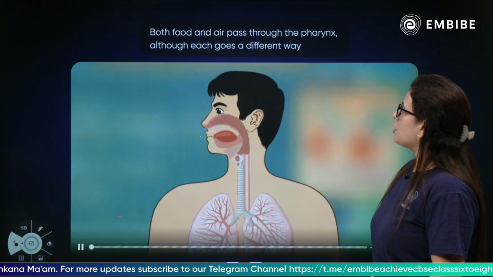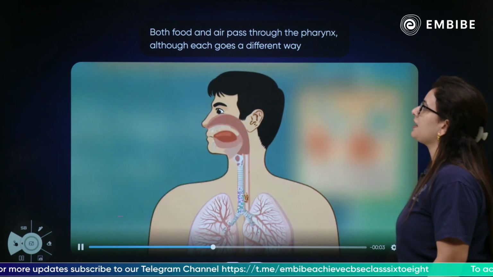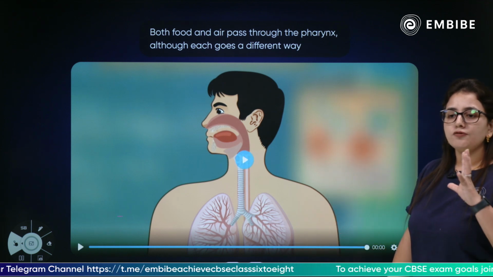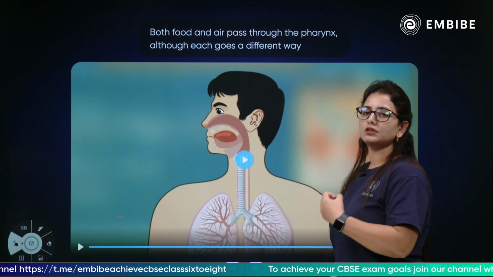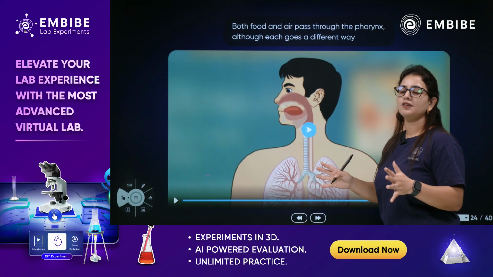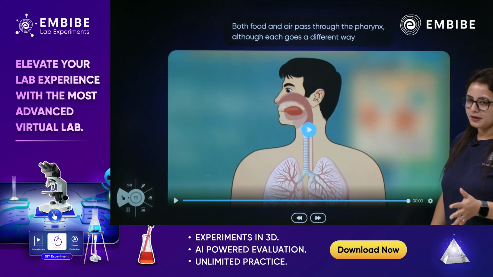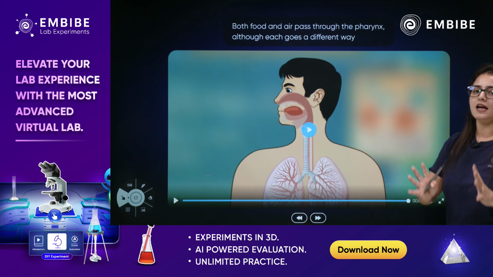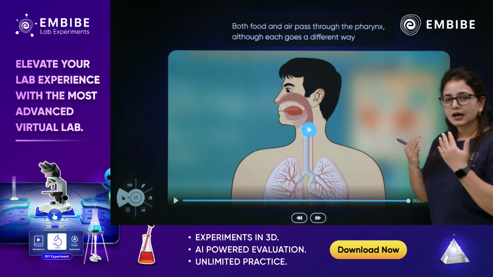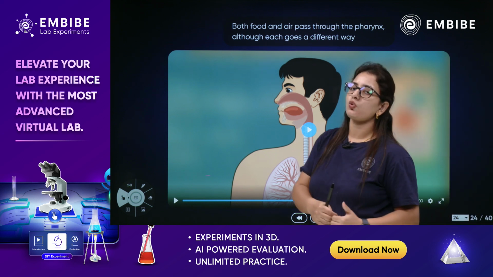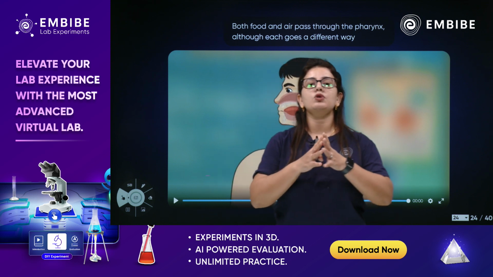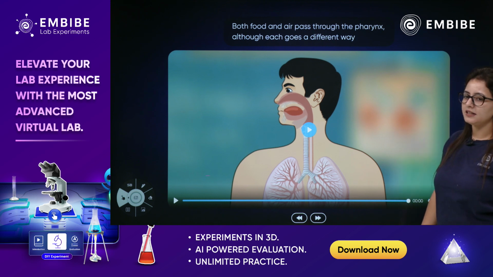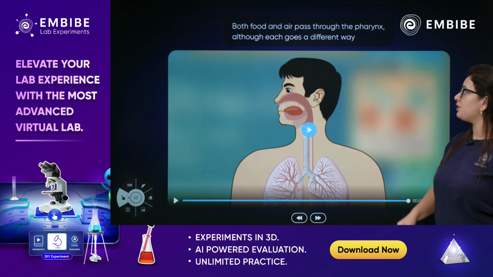Both food and air pass through the pharynx, although each goes a different way. There is an esophagus, there is your windpipe. There is a trachea, there is your esophagus. The esophagus is for the food, the trachea is for the air. So the air and the food both pass through the pharynx, but each of them goes to a different pipe. There is a food pipe, there is a windpipe. One goes to the windpipe, which is the trachea, the other goes to the esophagus, which is the food pipe.